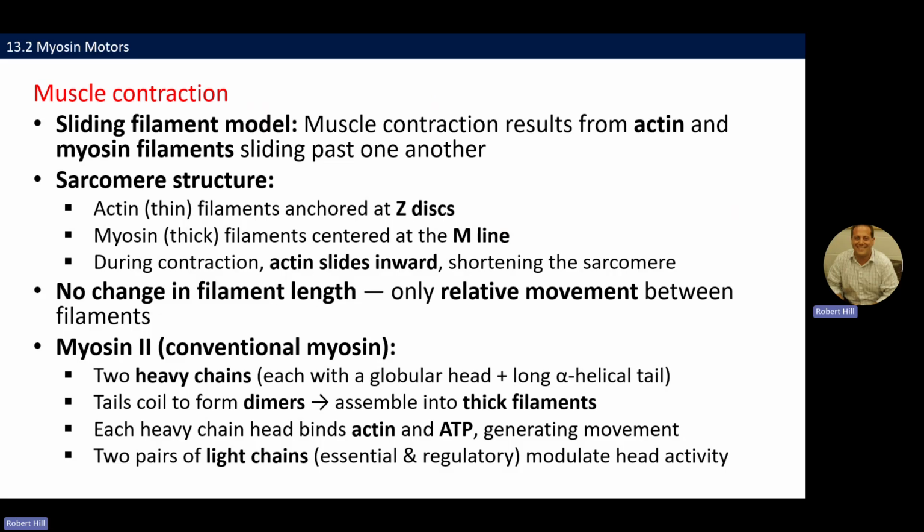This is a very large, actin-based protein that has 2 heavy chains, each containing a globular head and a long alpha helical tail, and 2 pairs of light chains that are both essential and also regulatory. And the tails coil together to form dimers, which assemble into thick filaments. Each myosin head binds both actin and ATP. And that's important because it's coupling ATP hydrolysis to force generation.